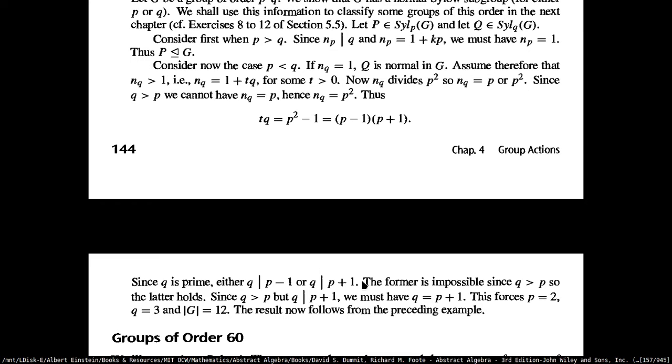Right, Q divides either P minus 1 or P plus 1. The formula is impossible. This looks like a number theory proof. Since Q is greater than P, but Q divides P plus 1, we must have Q equal to P plus 1. Of course. And the only two primes which differ by 1 are 2 and 3.